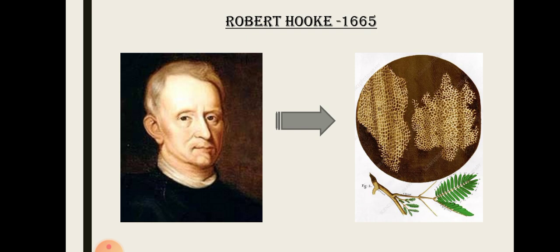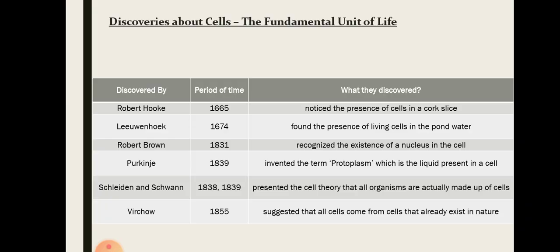Now we can talk about discoveries about cells, who discovered what. Cells were first discovered by Robert Hooke in 1665. He observed the cells in a cork slice with the help of a primitive microscope. Leeuwenhoek in 1674, with an improved microscope, discovered free living cells in pond water for the first time. It was Robert Brown in 1831 who discovered the nucleus in the cell. Purkinje in 1839 coined the term protoplasm for the fluid substance of the cell.